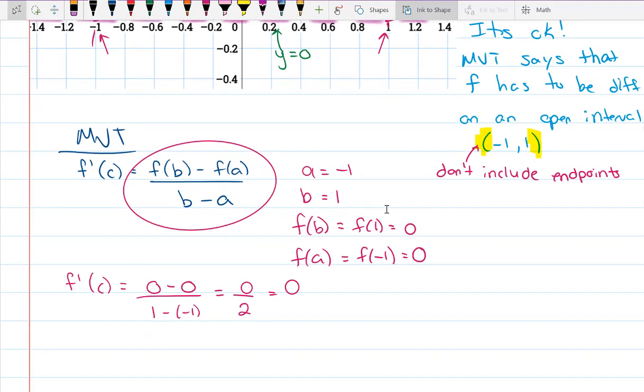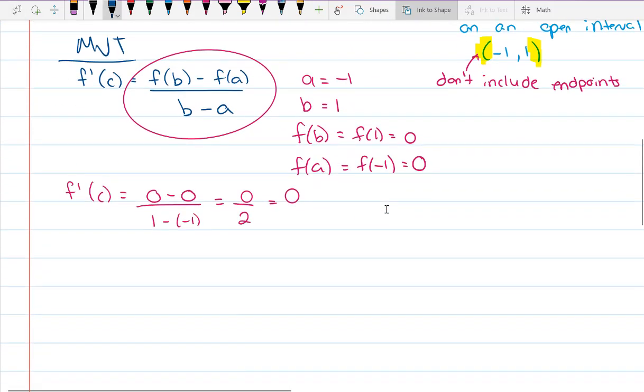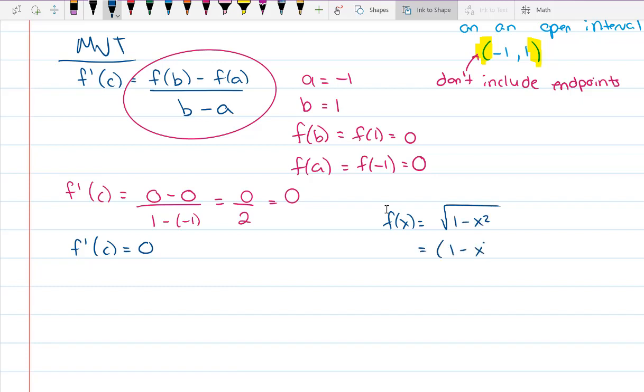So given that, we're going to find a value such that this works. I need to find f prime of c and set that equal to 0. Well, I need to know what f prime is first. So I know f of x is equal to the square root of 1 minus x squared, which I'm going to rewrite as 1 minus x squared to the power of 1/2.